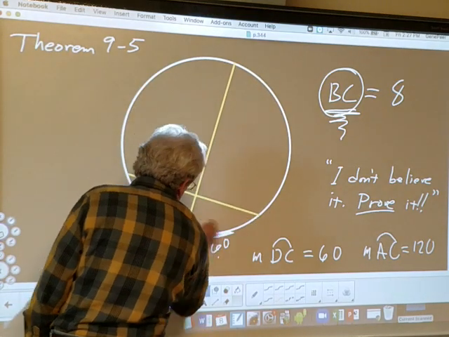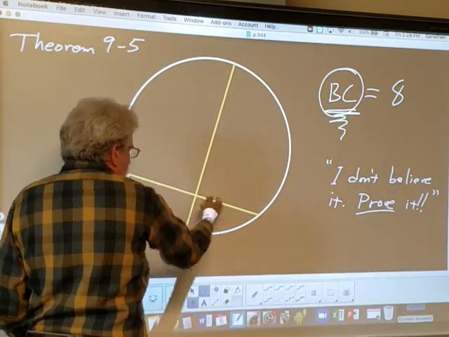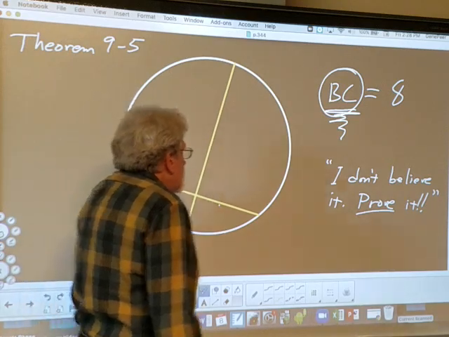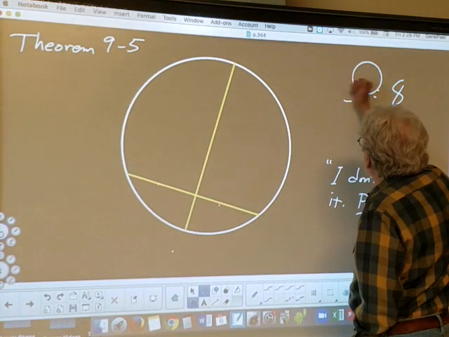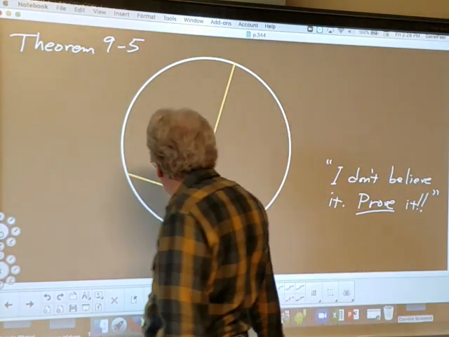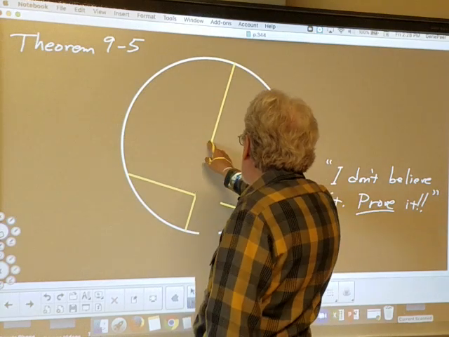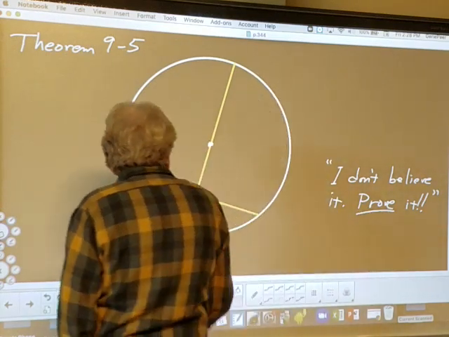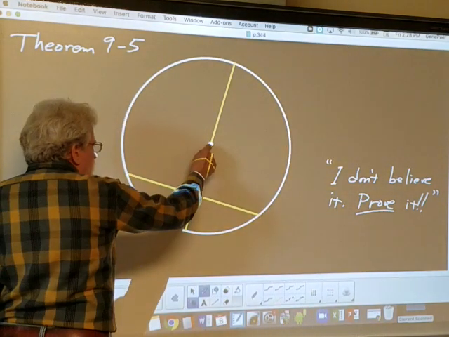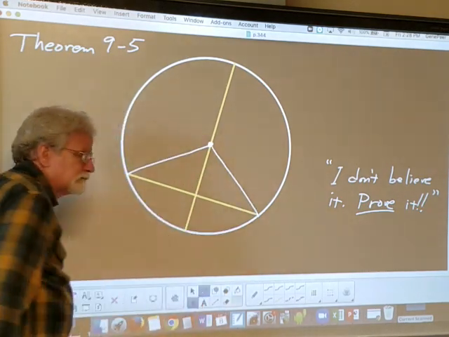Just because those guys are perpendicular, I don't think that means that it has to bisect the chord and bisect the arc. Okay, well that's what geometry is all about, is proving stuff. So let's go ahead and prove it. It's easy to prove. Oh, I lost the center of my circle. Let's suppose it's right about here. All right. I'm going to throw in a couple of radii. Let's put a radius there, and let's put a radius there.